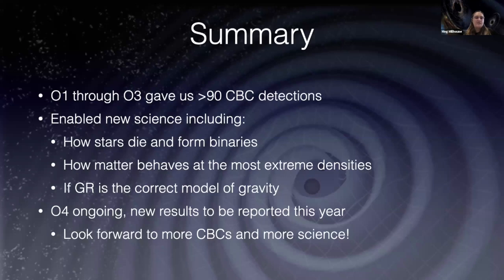And that is all I have today. So just as a summary, we've gotten over 90 CBC detections through the first 3 observing runs. This has enabled new science that we couldn't do with E&M observations alone, such as how stars die and form binaries, how matter behaves at some of the most extreme densities, and if GR is the correct model of gravity. O4 is ongoing. We should have some results reported this year, so you can look forward to a lot more CBCs, a lot more science, and maybe one day some non-CBCs as well.